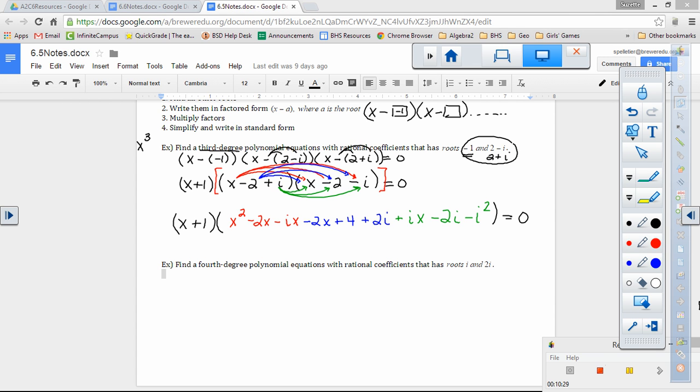Okay, now we're going to combine our like terms. You'll notice positive 2i, negative 2i cancels. Negative ix and positive ix cancels. And then don't forget that when you have an i squared, okay, negative i squared, this is a negative 1 in itself.